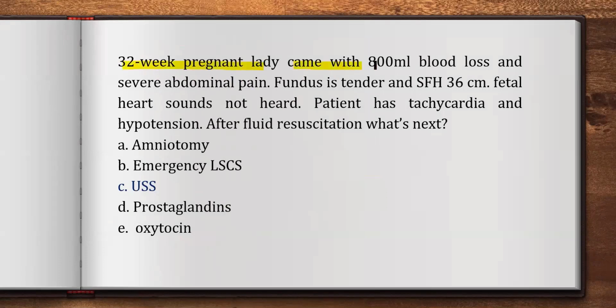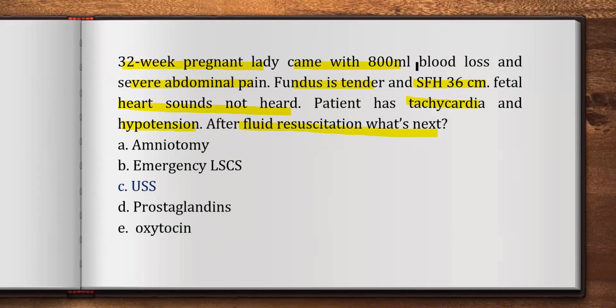A 32-week pregnant lady came with 800 ml blood loss and severe abdominal pain. Fundus is tender and symphysiofundal height is 36 centimeter. Fetal heart sound not heard. Patient has tachycardia and hypotension. After fluid resuscitation, what is the next appropriate management?